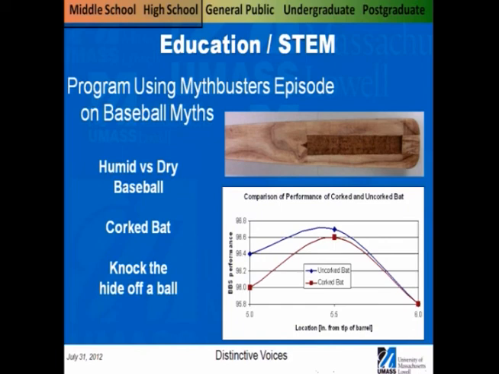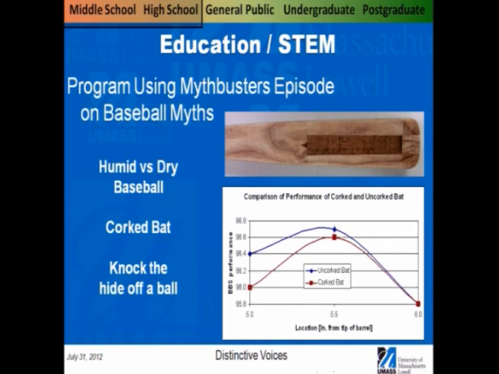Then we look at a corked bat. This one, the Mythbusters didn't do so great. They came up with that a corked bat had half the performance of a traditional solid wood bat. I knew that wasn't right, so we actually did a study, and we got these results, which showed that the corked bat and uncorked bat, if you look at the scale, are essentially identical.